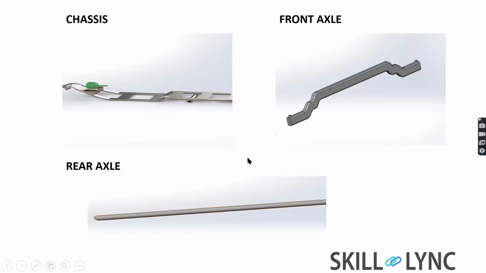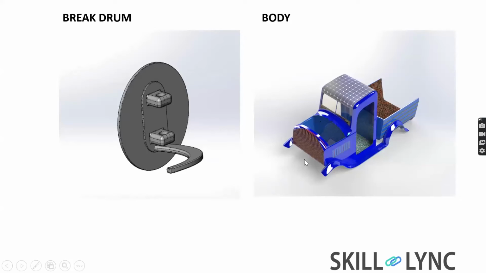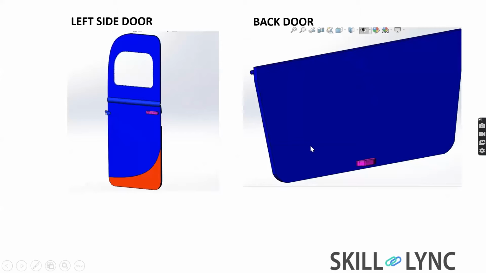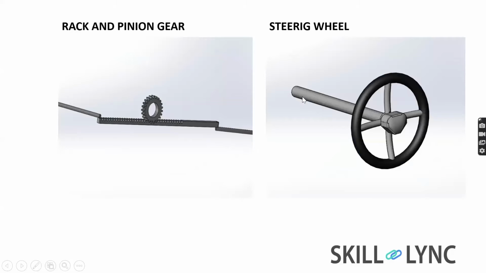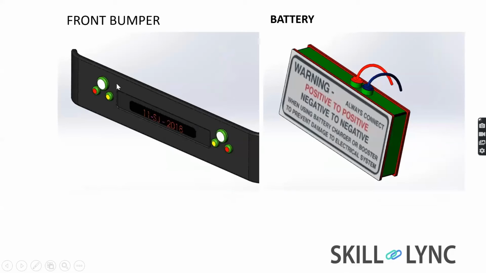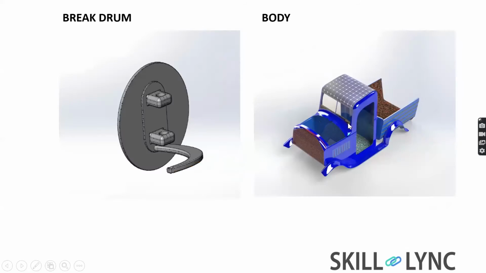And I draw the bodies. These are the main parts: chassis, front axle, rear axle, brake drum, body, front hood, right side door, left side door, back door, rack and pinion gear, steering wheel, seat, front bumper, and battery. Now I actually started with the body.